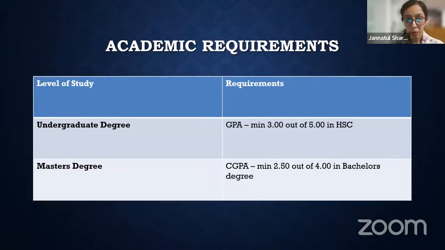Now the academic requirements. If you want to study in the USA, you need to have minimum academic requirements to apply at a USA university. For an undergraduate program, you need at least a GPA of minimum 3 out of 5 in your HSC. And for a master's program, you need a CGPA of minimum 2.5 out of 4 in your bachelor degree.